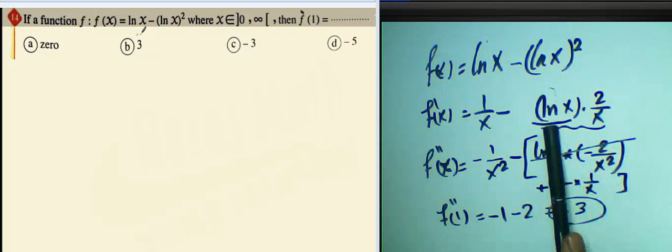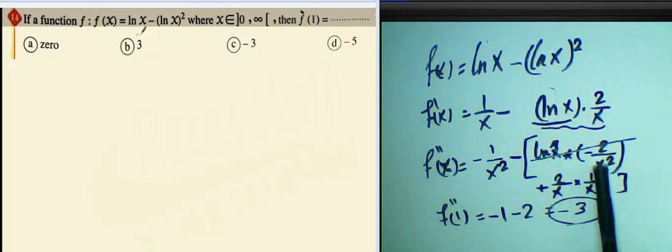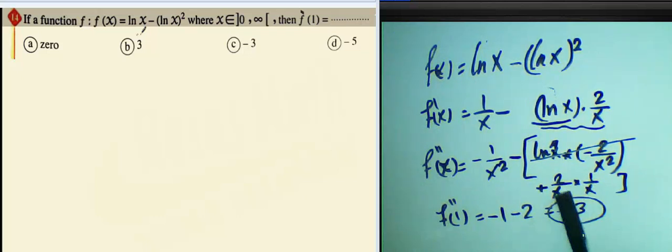We must write the first, ln x, multiplied by the derivative of the second, plus the second derivative multiplied by the first. The result will be -1 over x power 2. Put x equals 1. The result here will be -1, and this term will be equal to 0 because ln 1 equals 0. And here 2 over 1 times 1 over 1 equals 2. Multiplication -2 plus -1 equals -3.